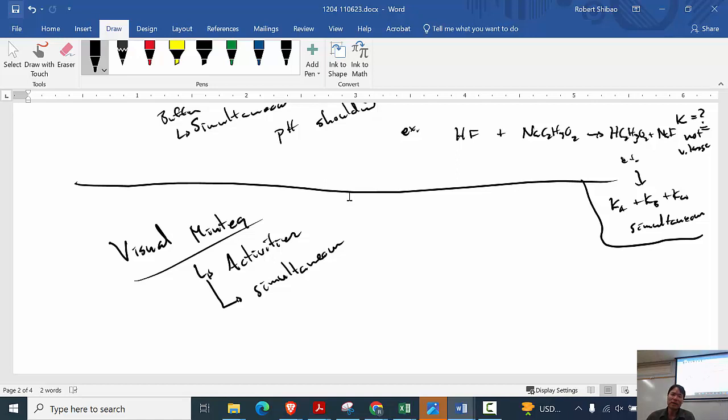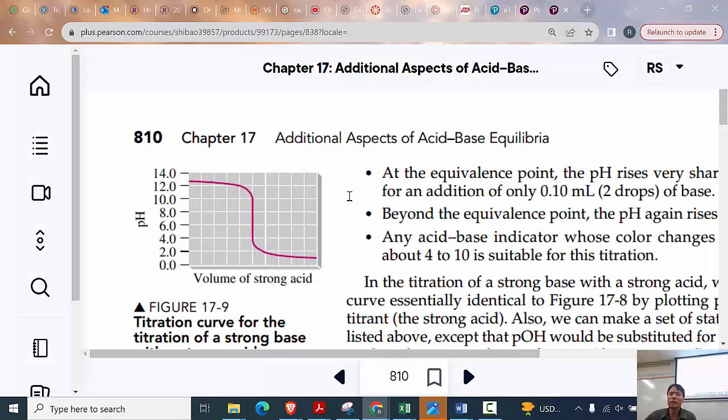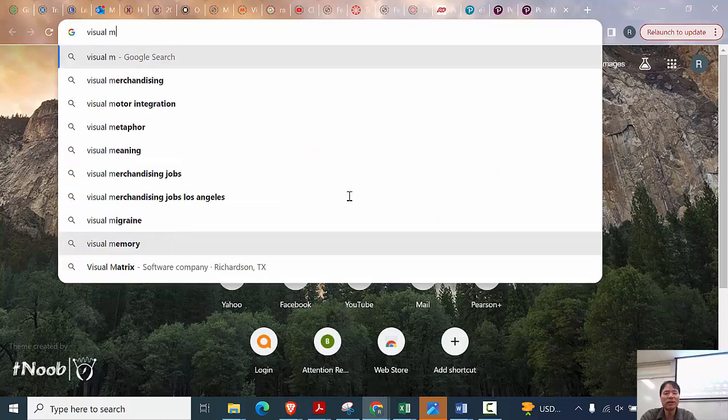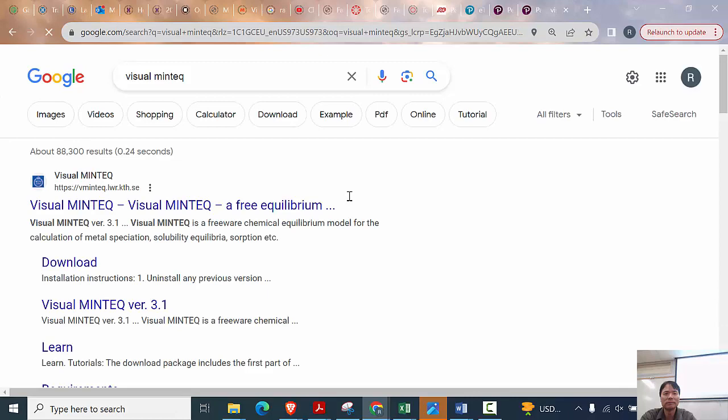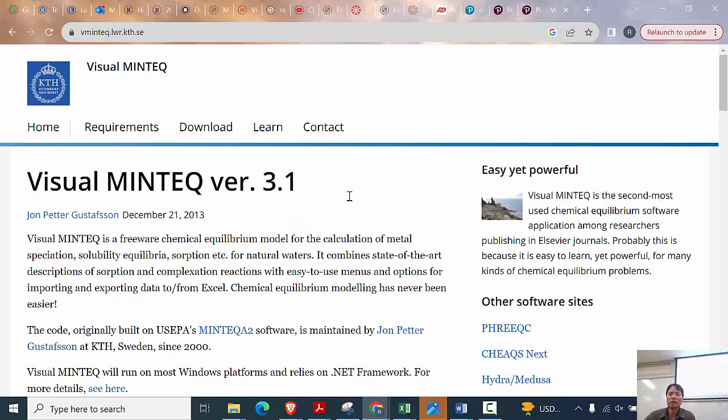And Visual Minteq is free. Something that does activities and simultaneous, and doesn't cost you anything, is pretty good, right? So this is worth putting on your computer, maybe. Well, it's going to take up space, which is not free, you know, memory. But you think if it's free, it must be weak. Why would they give it away free if it's very useful? And it turns out, well, it wasn't really free.